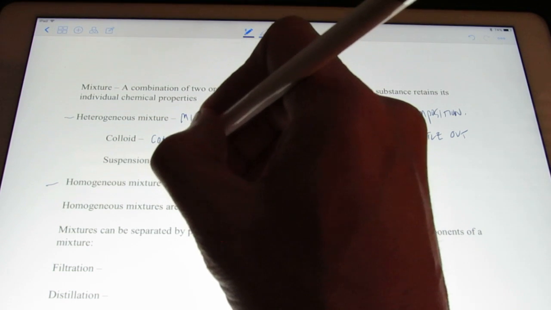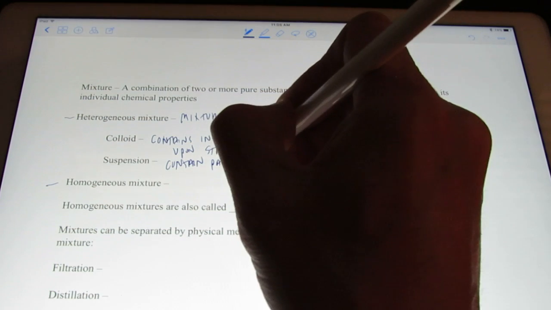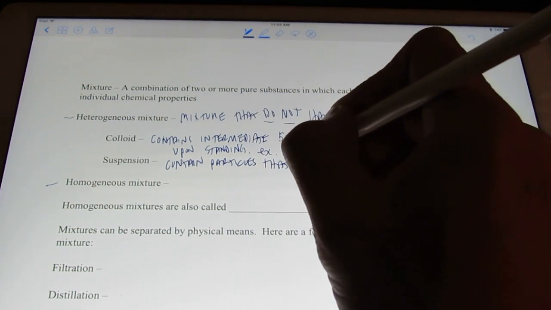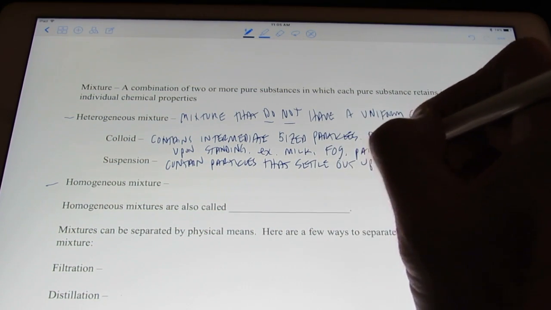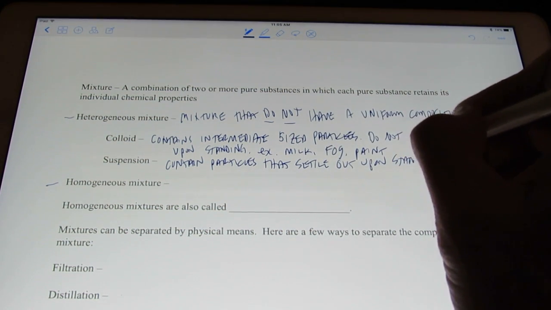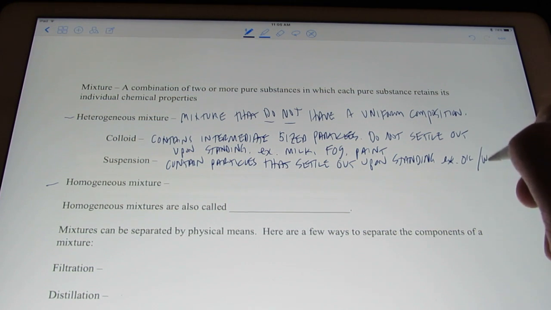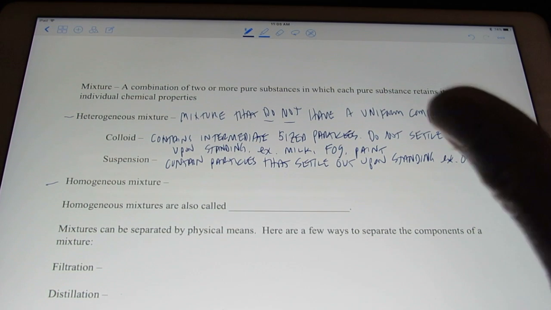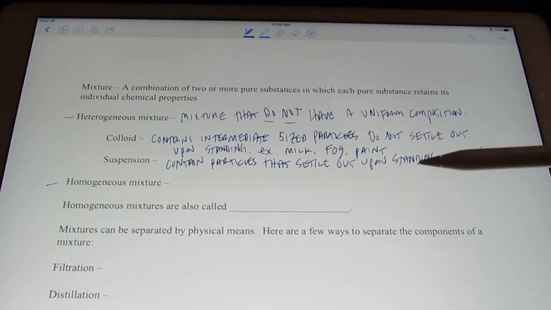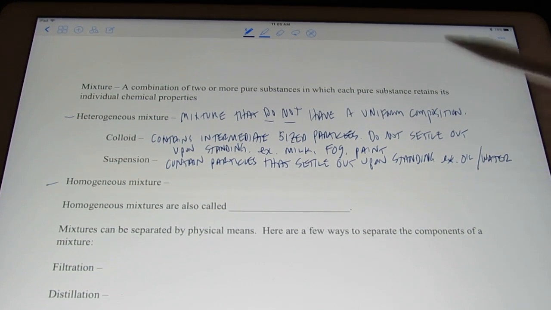So this will contain particles that settle out upon standing. So for example, I could have oil and water mixed together. If I shook up that mixture and let it stand, you guys can imagine that the oil droplets would rise to the surface, and of course the water would be found beneath that.